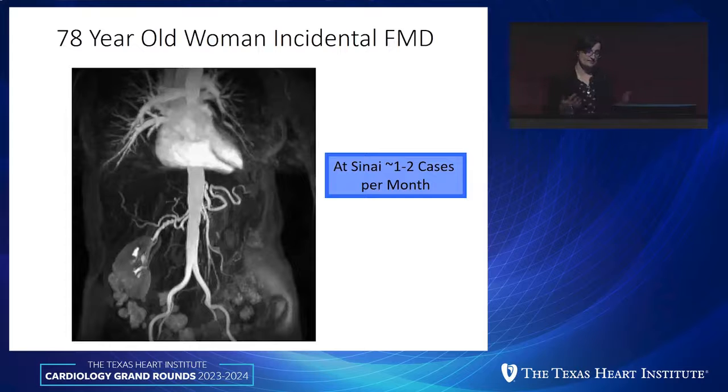Incidentally, at our institution, we pick up 1 to 2 cases per month on imaging for patients who are getting an evaluation for something completely different. In this MRA, you can see multifocal FMD affecting the right renal artery.